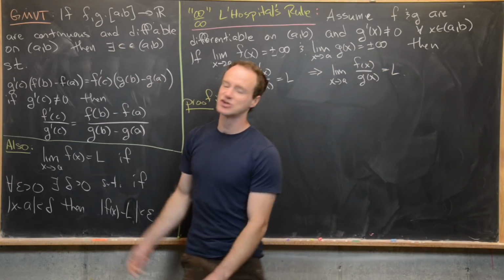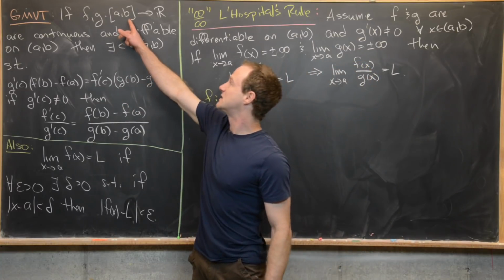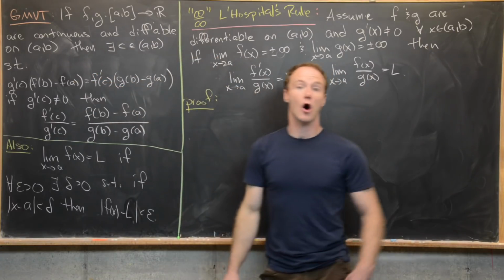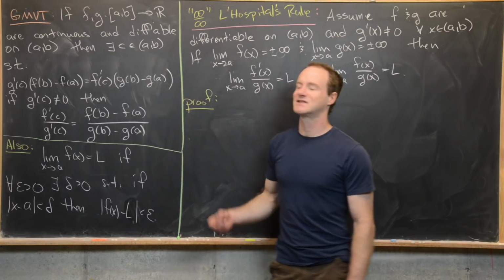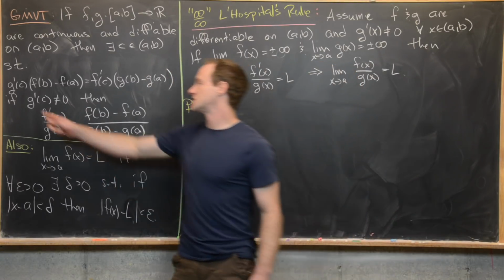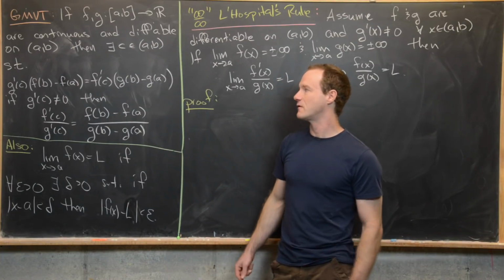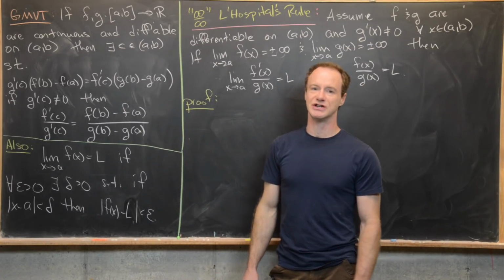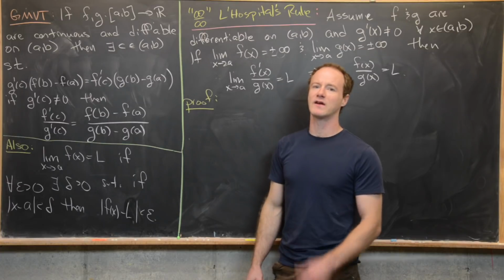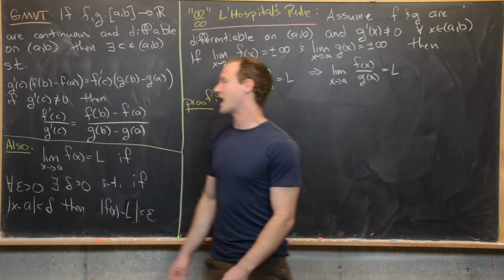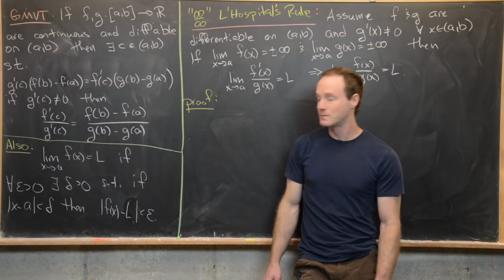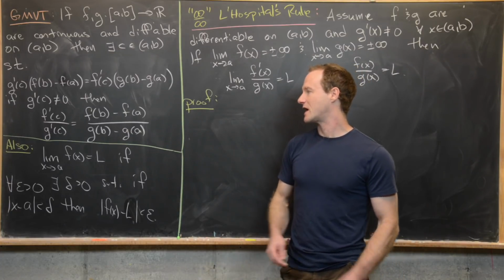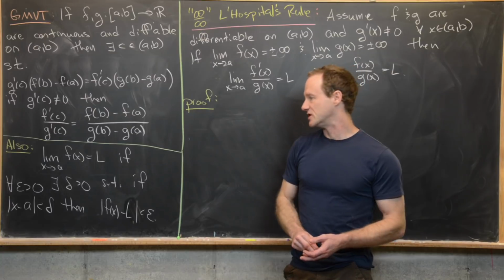It says that if we've got two functions f and g, and they are continuous on a closed interval a, b, and differentiable on the open interval a, b, then there exists a c on that open interval such that g prime of c times f of b minus f of a equals f prime of c times g of b minus g of a. But maybe the better way of looking at this arises when we have the case that g prime of c is not equal to 0. And in that case, we can write f prime of c over g prime of c equals f of b minus f of a over g of b minus g of a.